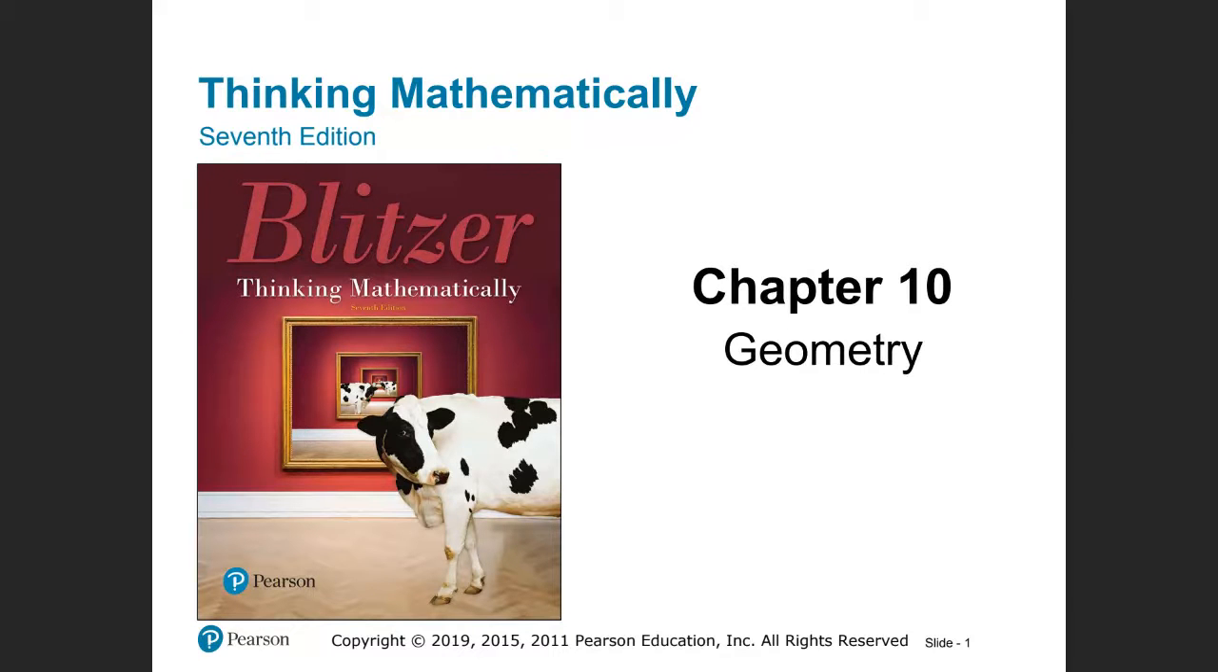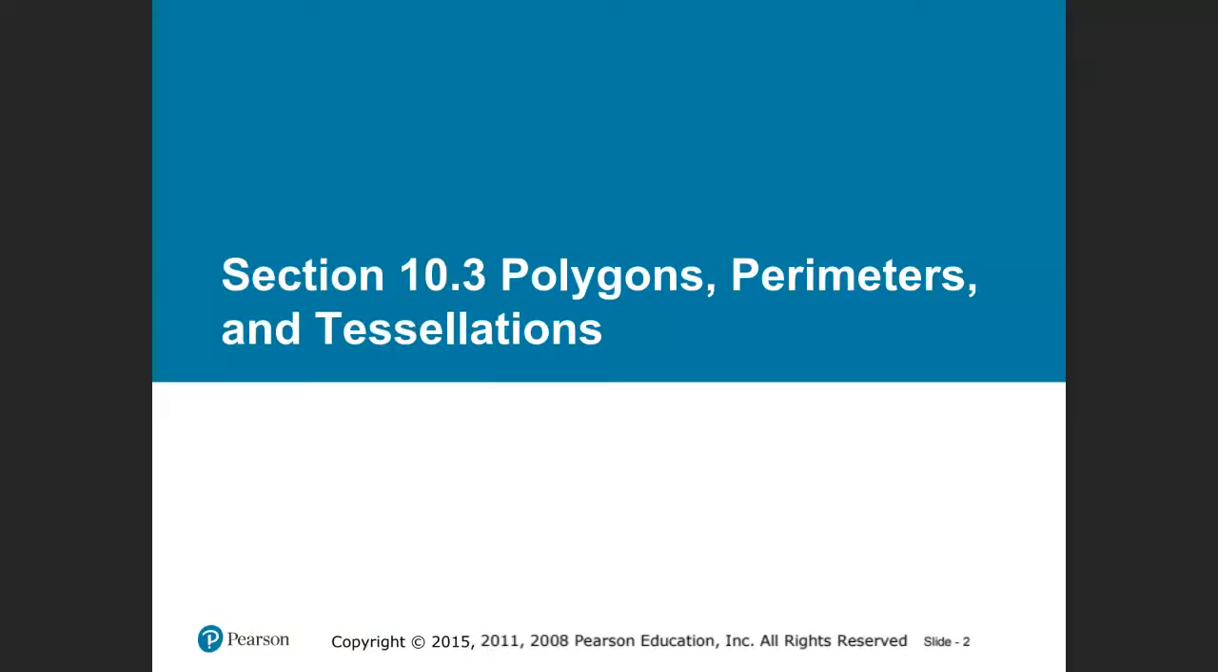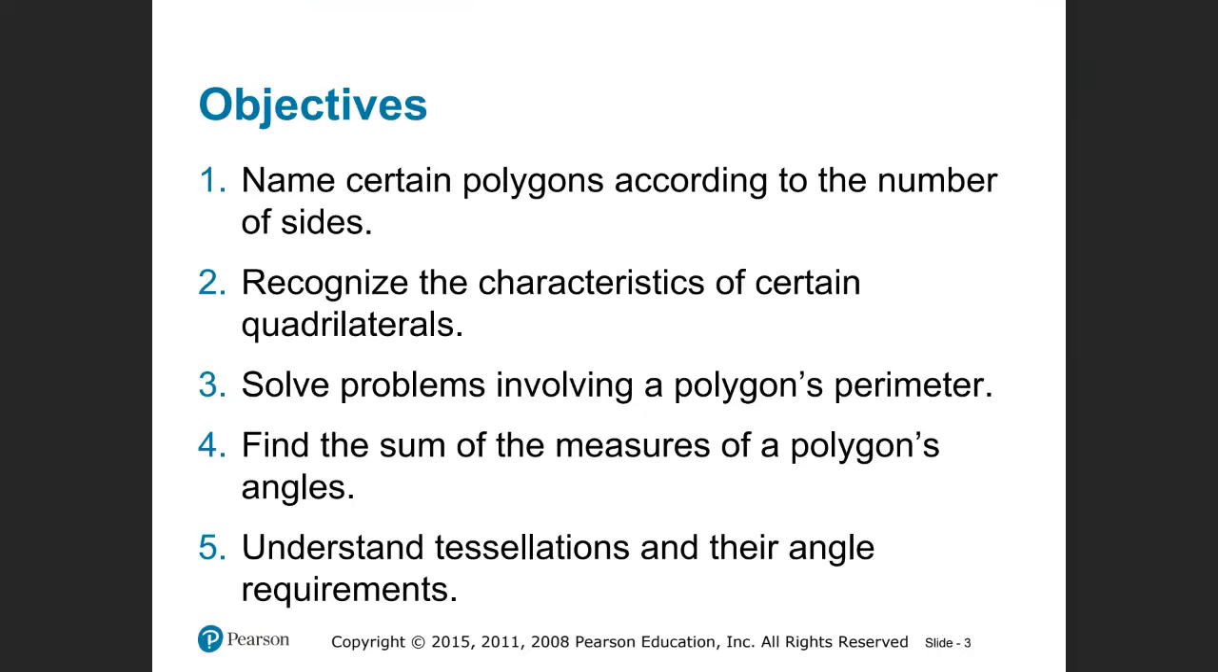Welcome to Thinking Mathematically's Chapter 10, Geometry, and we are continuing with Section 10.3, Polygons, Perimeters, and Tessellations. The objectives: name certain polygons according to the number of sides, recognize the characteristics of certain quadrilaterals, solve problems involving a polygon's perimeter, find the sum of the measures of a polygon's angles, and understand tessellations and their angle requirements.